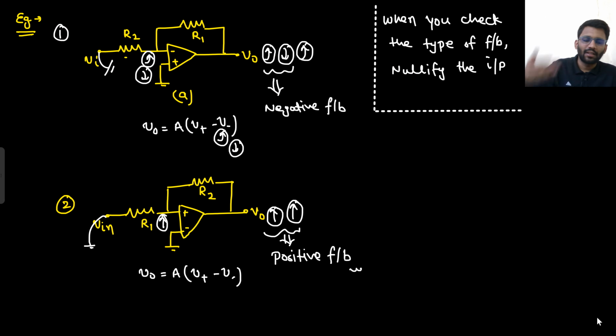Then we saw the example of how to determine the type of feedback. Increase the output, work through the loop, and eventually your output is getting decreased. So this is the negative feedback. If you increase the output, work through the loop, and eventually your output is getting increased, that means it is the positive feedback. And one more thing, you have to nullify the input, right?